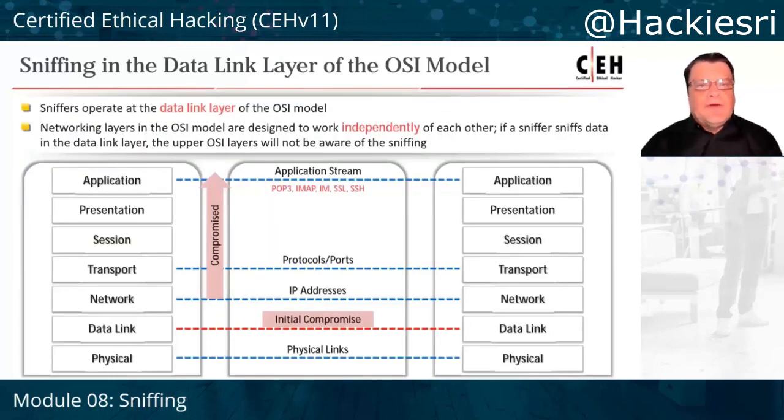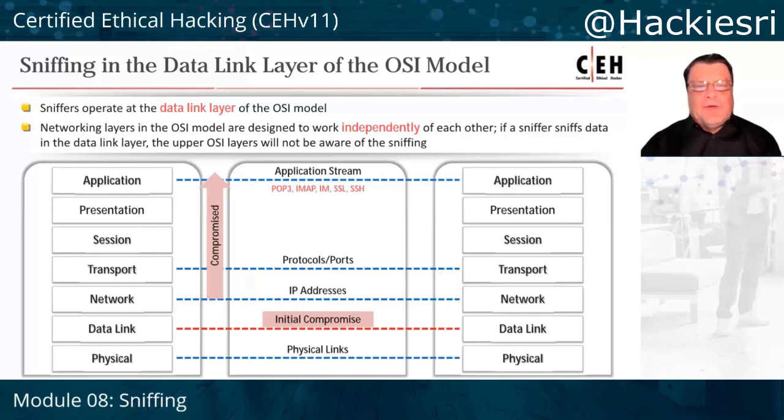Sniffing in the data link layer of the OSI model. As we know, the OSI model has several layers, and it is noteworthy that sniffing can occur at the data link layer, which is next to the most basic primitive physical layer. So this is a fairly deep ingress. Sniffers operate at the data link layer of the OSI model.